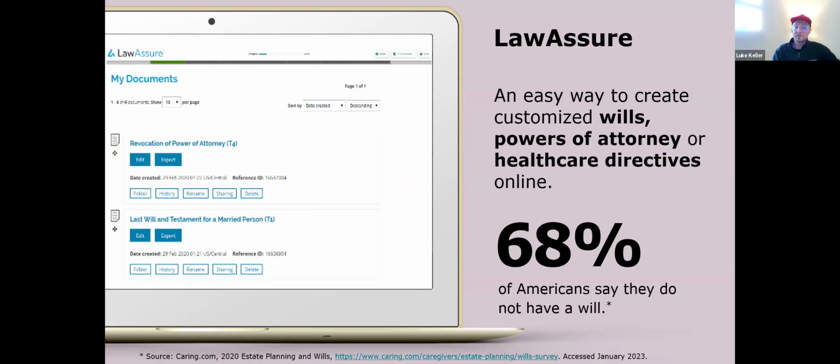They also have access to go in and make changes, right? If you're a younger person today, you may have to update your will down the line. You probably will, right? Now they're able to do it. They can also authorize who gets access to view or receive those documents. So if they need to share those with someone, they can.